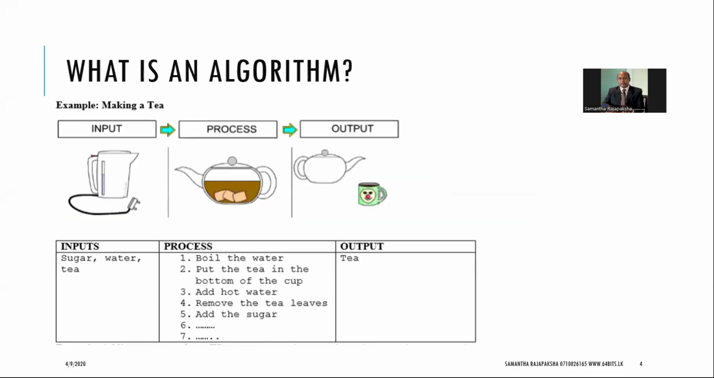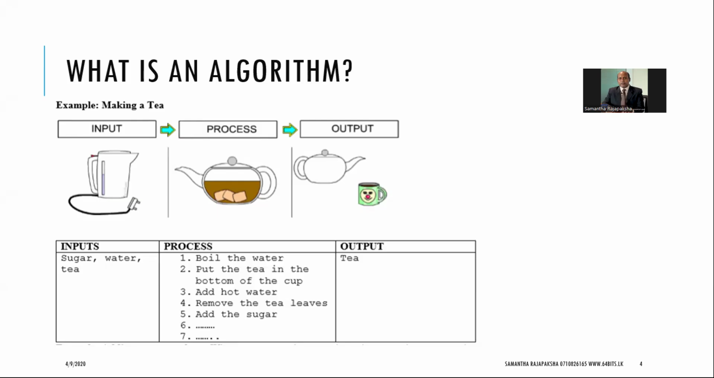As a very simple example to understand an algorithm, take making a tea. So what are the inputs? We know that if you want to make a tea, inputs are sugar, water and tea. The output we want is a tea. Then if you want to make a tea, you can see the steps. First of all, you have to boil the water and then put the tea in the bottom of the cup and add hot water. You can write it sequentially, step by step. Now, when you write these steps sequentially one by one, we call that an algorithm. So this is a very simple example you can use to get an idea about what an algorithm is.